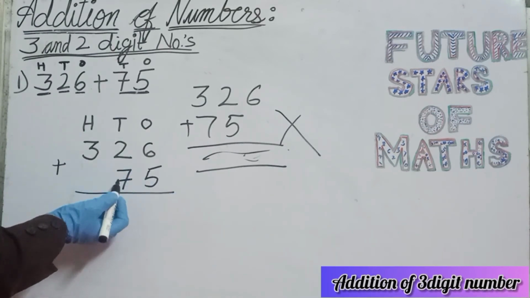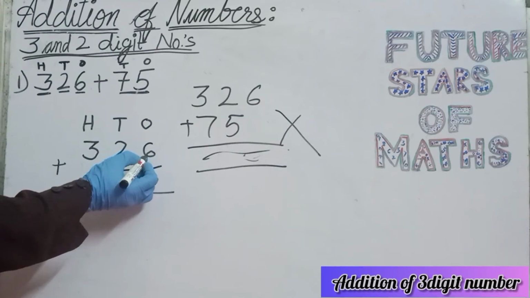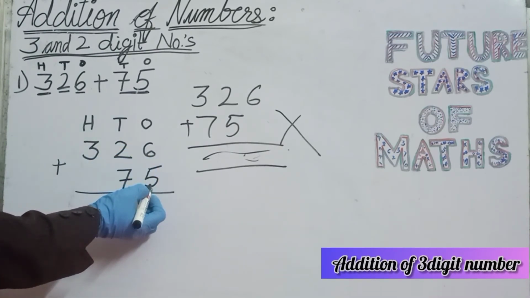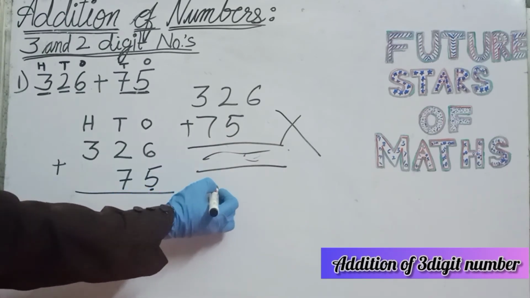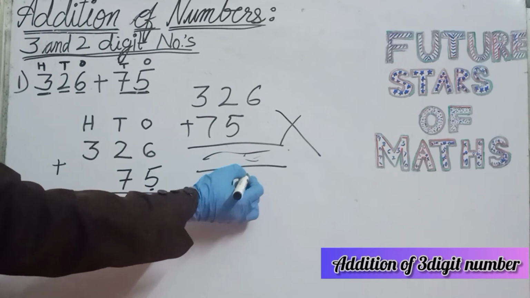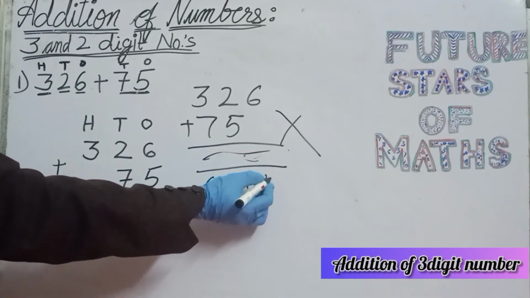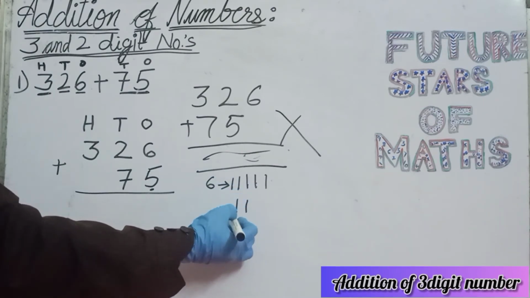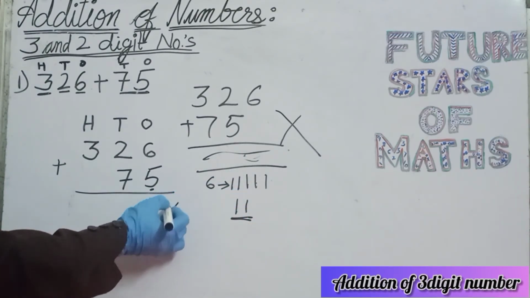Okay students, is it clear? Now I'll add the two numbers. So in the ones place I have 6 and 5. So 5 is smaller. So after 6 I have to draw 5 lines: 1, 2, 3, 4, 5. After 6: 7, 8, 9, 10 and 11. So I can't write 11 over here. If I write it, this will be wrong.